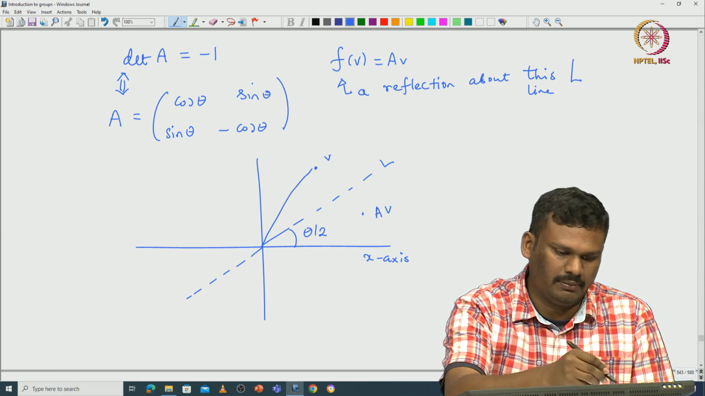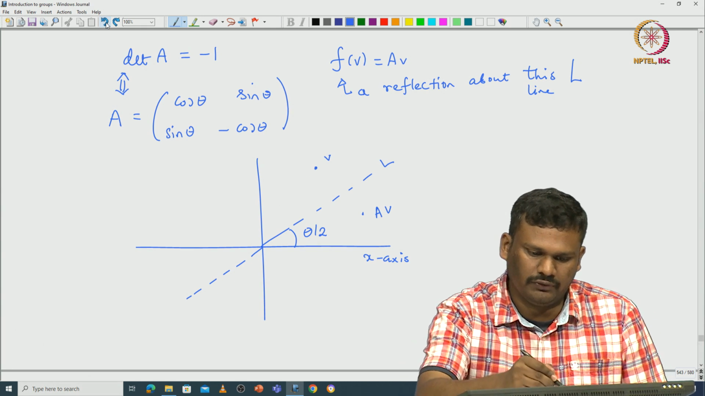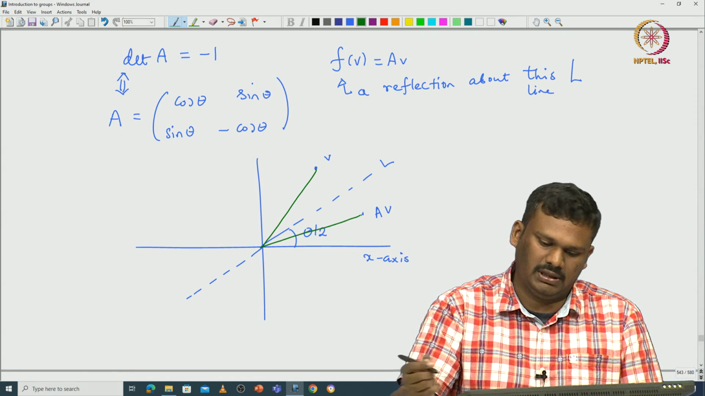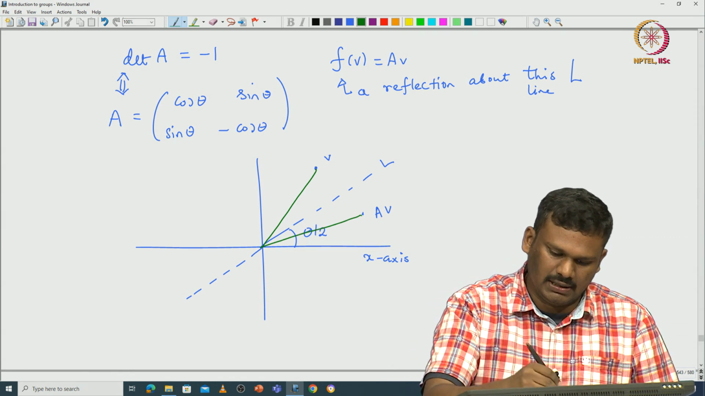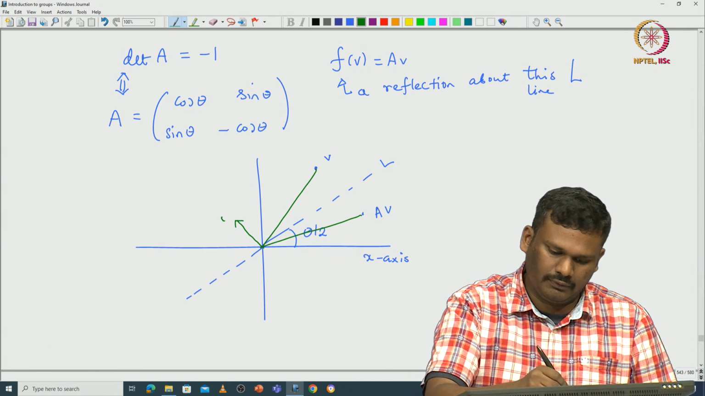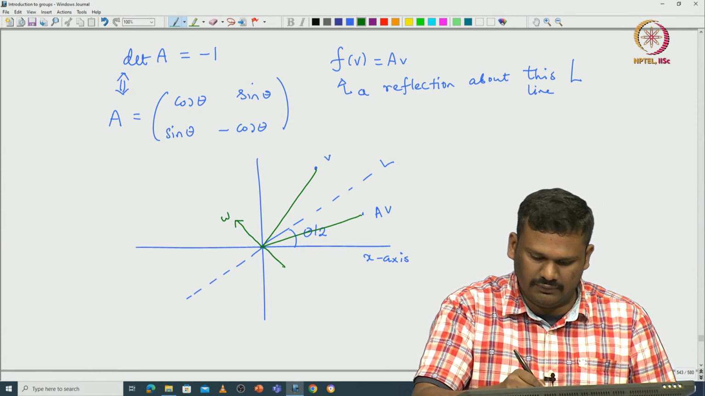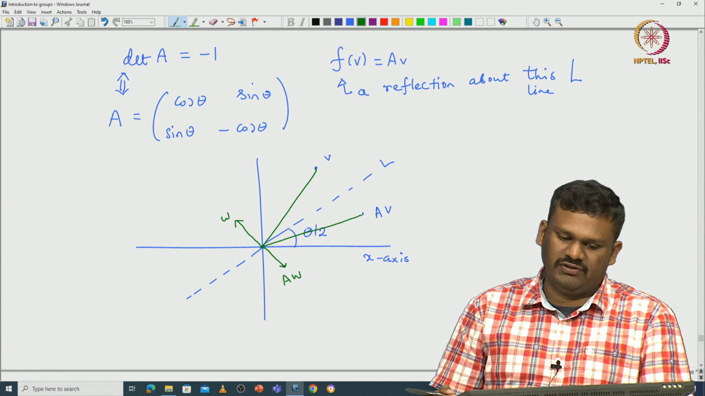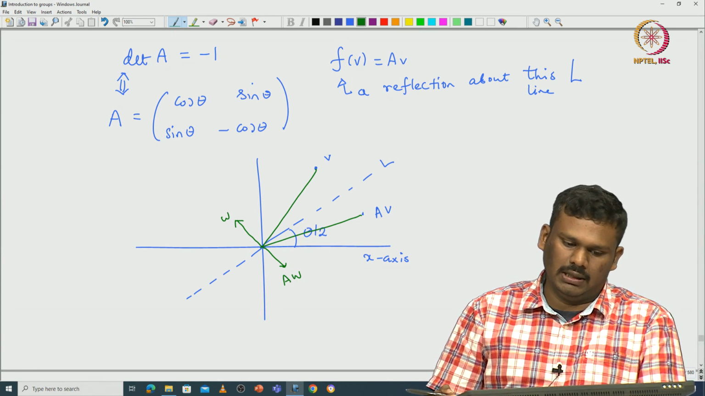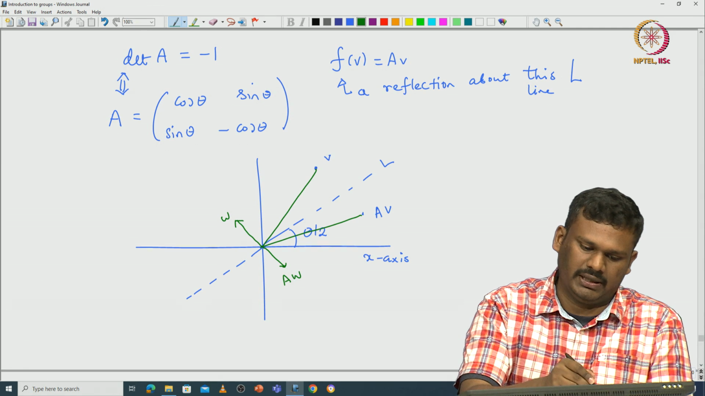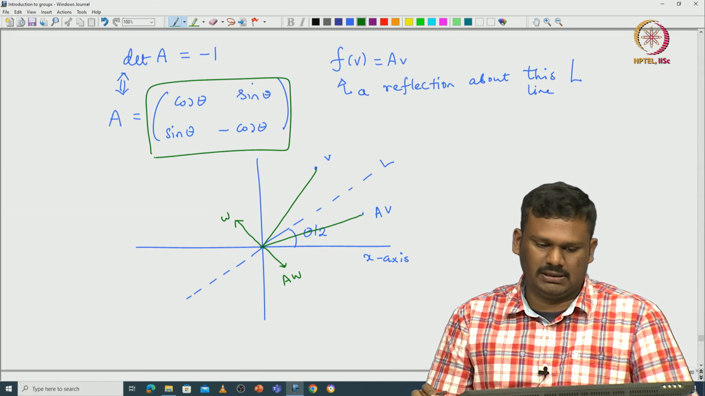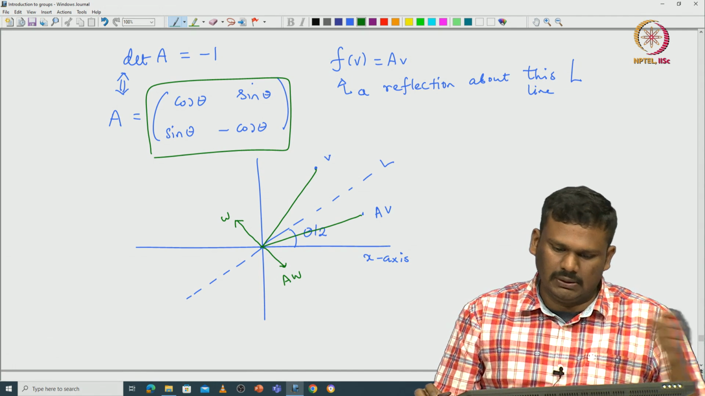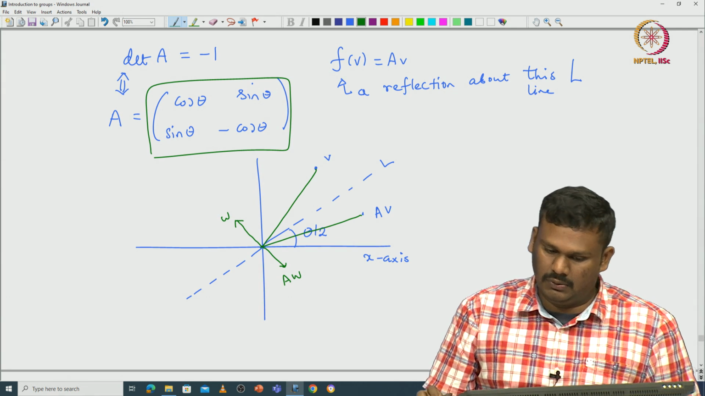I am drawing a very bad picture. If you take this vector V, then the reflection is going to be this. And similarly, if you take some W here, its reflection is going to be somewhere here. This is going to be AW. Okay. So, this is the physical interpretation of this particular map, which is given very explicitly using this matrix. So, let us actually verify this, because this is something I believe you are seeing for the first time.